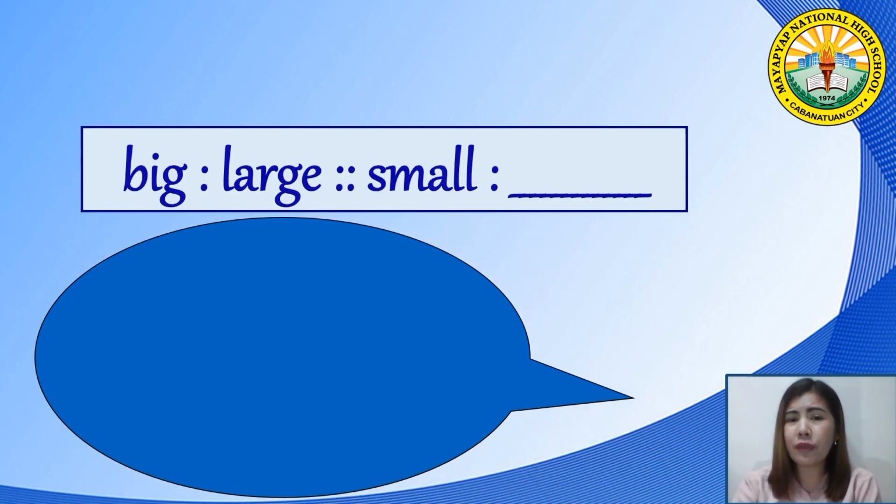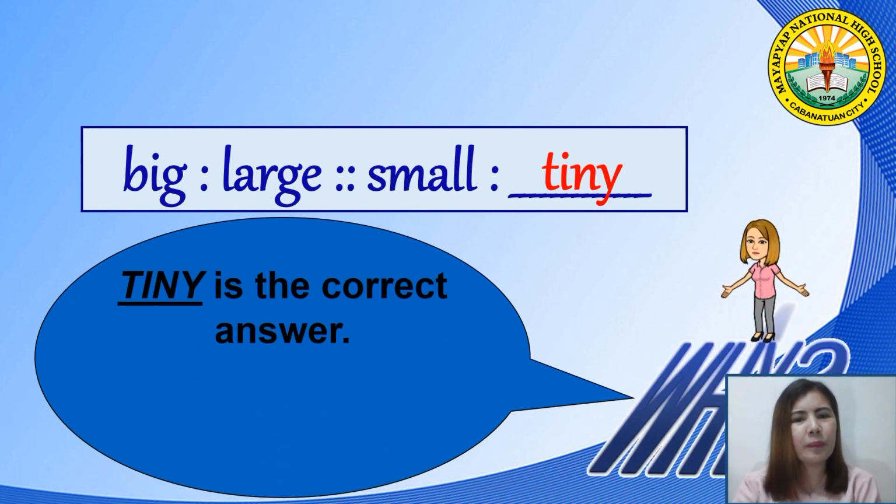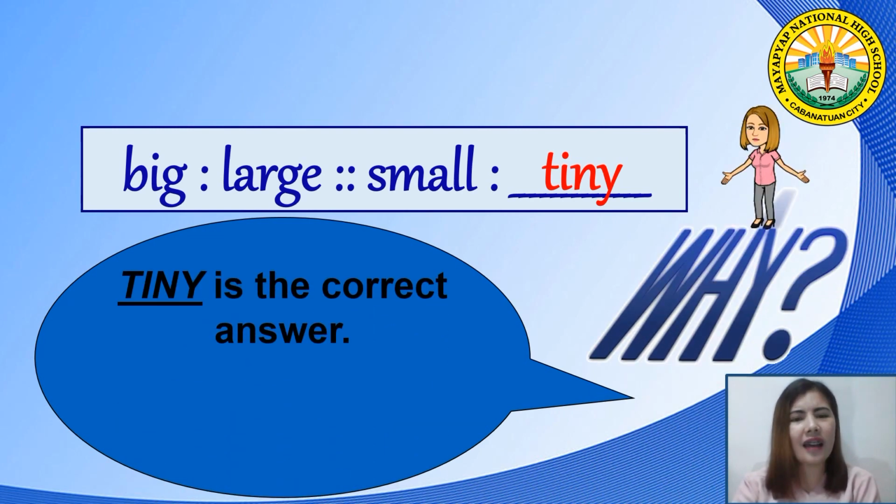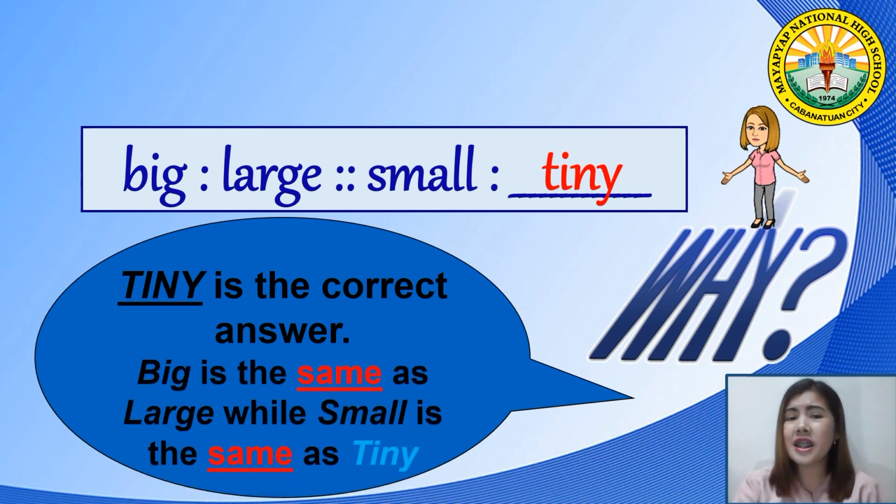Can you complete the first example? Big is to large as small is to? Nice one! Tiny is the correct answer. Why? Let's analyze the relationship of the words. Big is the same as large, while small is the same as tiny. The relationship is an example of synonyms.